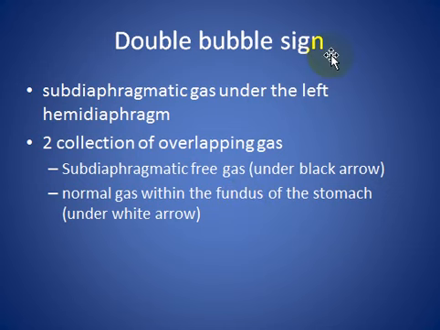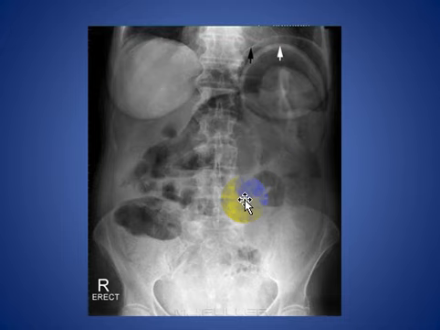Double bubble sign, subdiaphragmatic gas under the left hemidiaphragm, two collections of gas overlapping each other, subdiaphragmatic free gas and normal gas within the fundus, as we see here, free gas under the left hemidiaphragm and gas under the fundus, and we see double bubble sign.